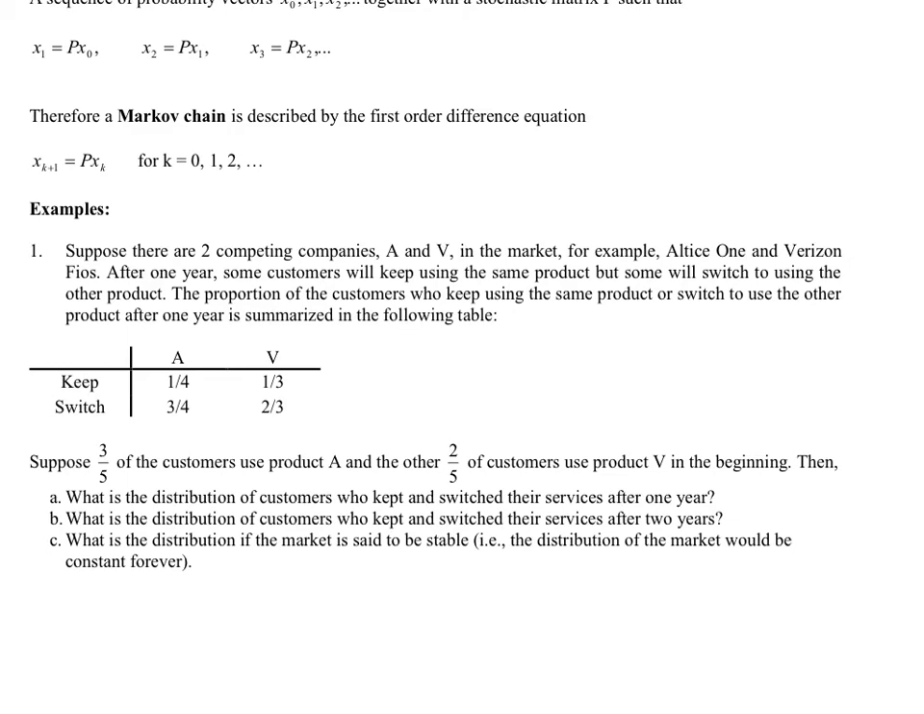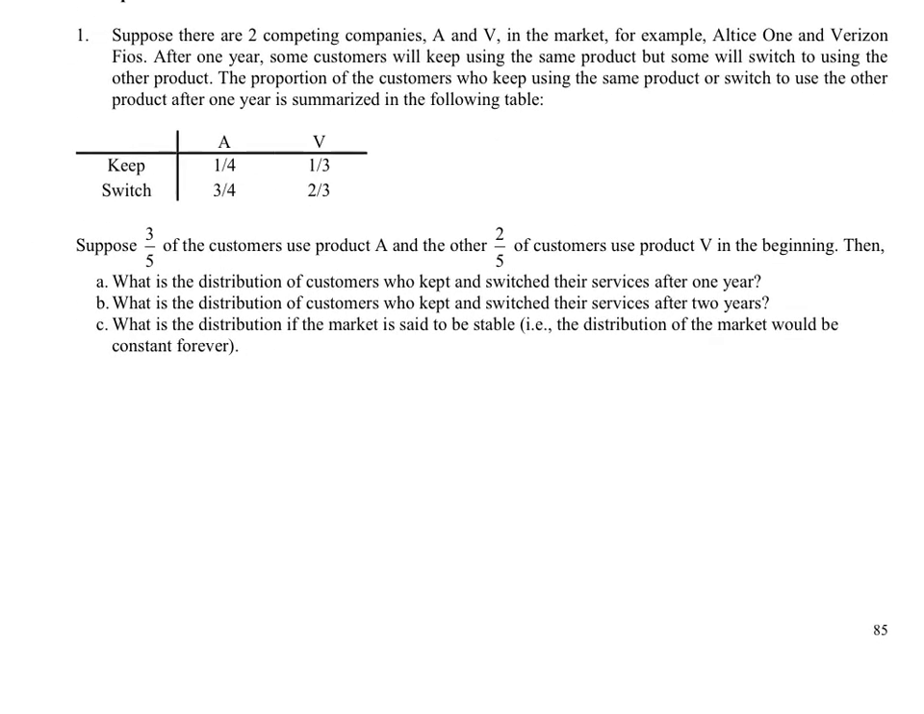Then we want to know what is the distribution of customers who kept and switched their services after 1 year. It's very simple because we have a matrix that's given to us and it's a probability matrix. The columns have to add to 1. Check. If I just add up my first column, 1/4 plus 3/4 gives me 1, same deal with the second column. So P, my probability matrix, is going to be 1/4 and 3/4.